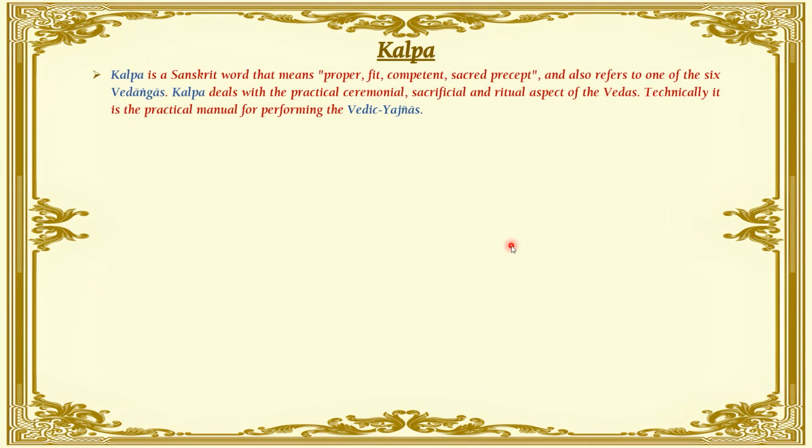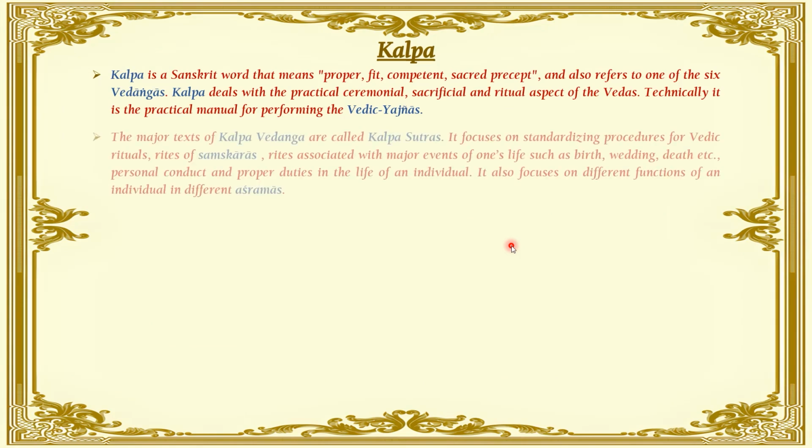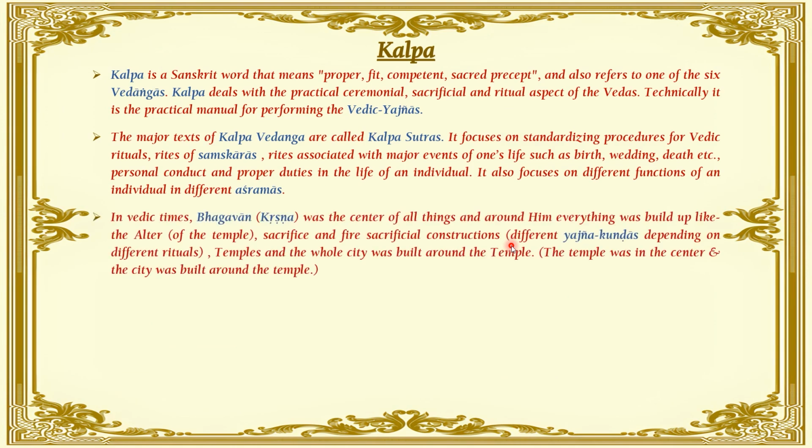But this is very interesting, and all the rituals and everything are actually part of Kalpa Sutra. The major texts of Kalpa Vedanga are called Kalpa Sutras, which focus on standardizing the procedure for Vedic rituals, and rites of samskaras, rites performed with major events of one's life, such as birth, wedding, death, etc. We'll come to this in a minute, and it's a fact actually.